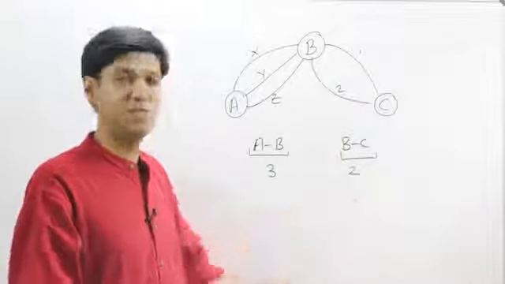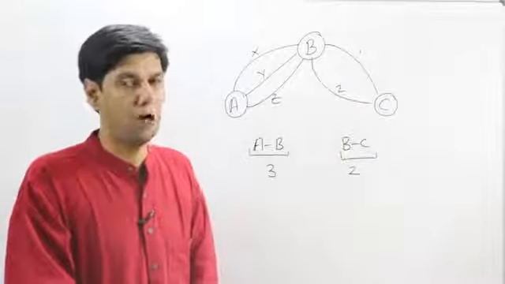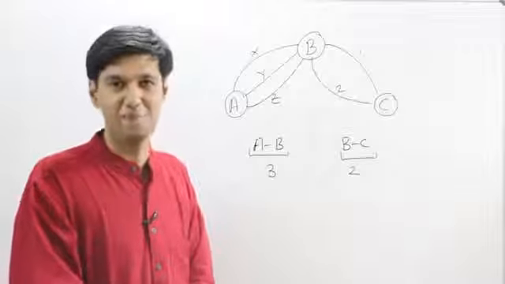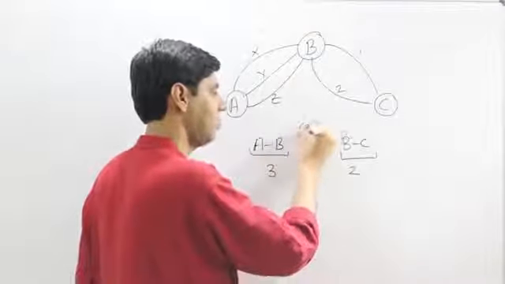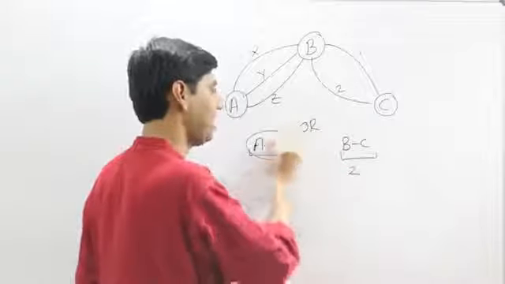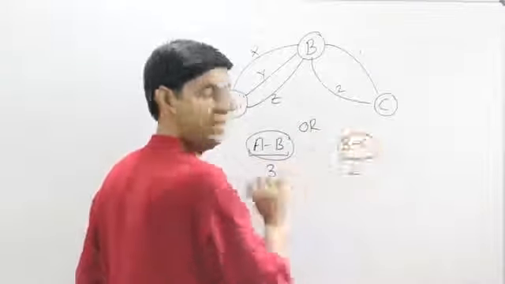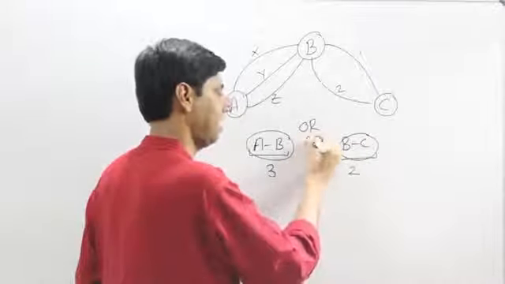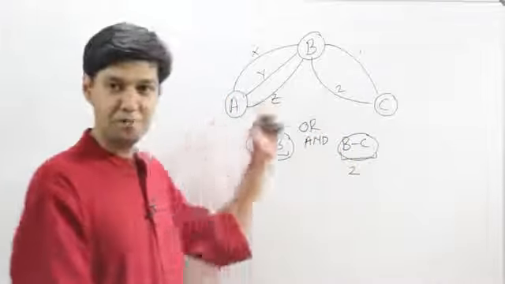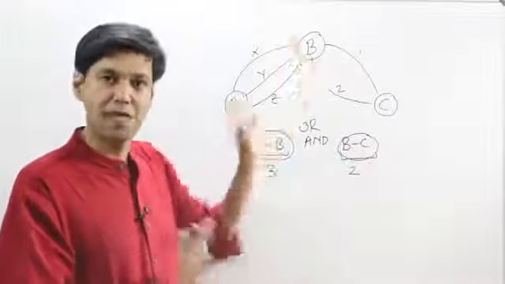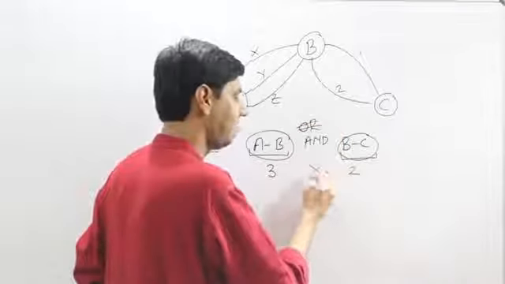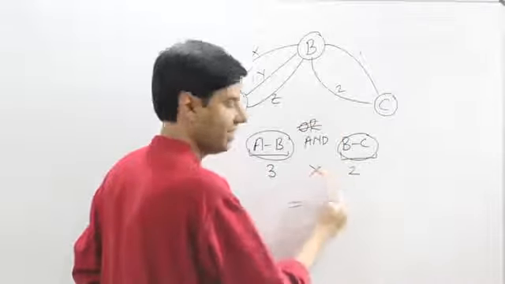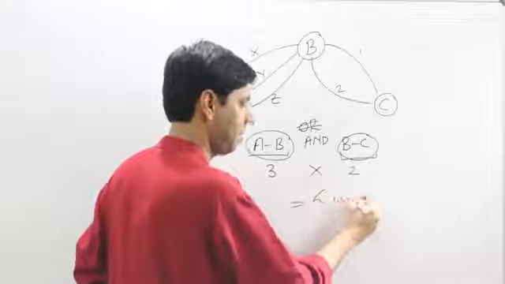Now what do I do with this 3 and 2? Do I have to add or do I have to multiply? You have to think, what is the conjunction between this? Is it going to be an or? Do I travel A to B or B to C? Or do I travel A to B and B to C? Since I have to reach from A to C, I cannot go A to B and stop. I would have to do an and. Since it's an and, I would multiply, and I would be getting 3 2s are 6 ways.